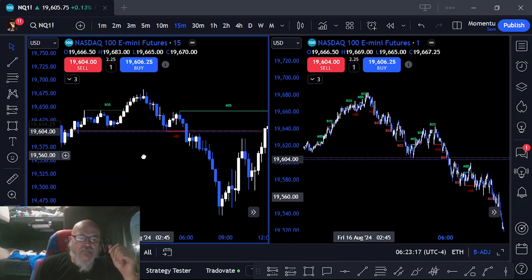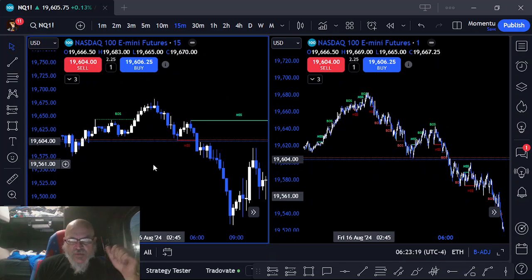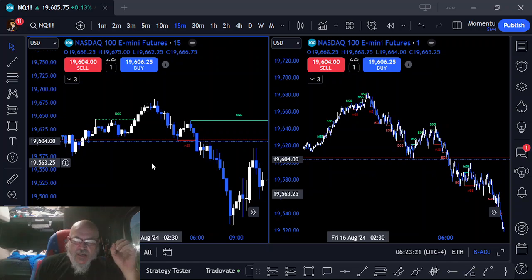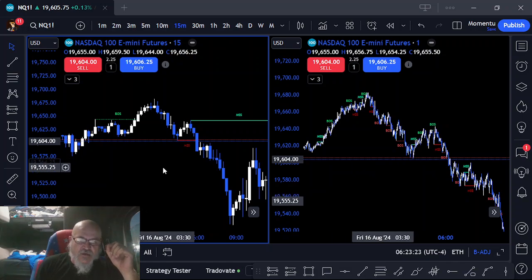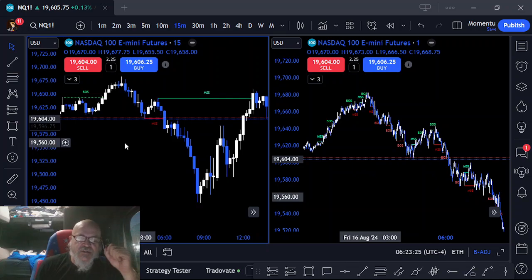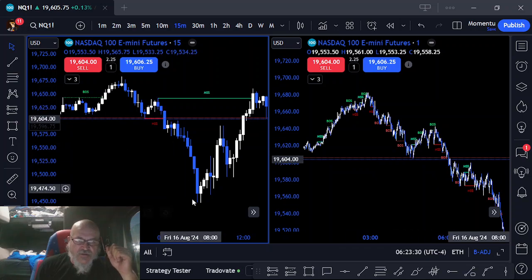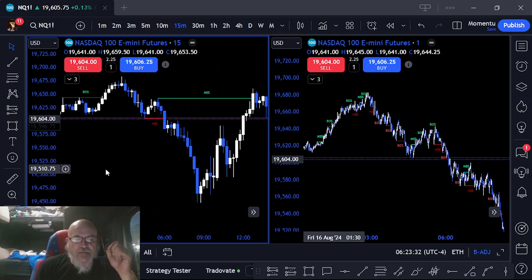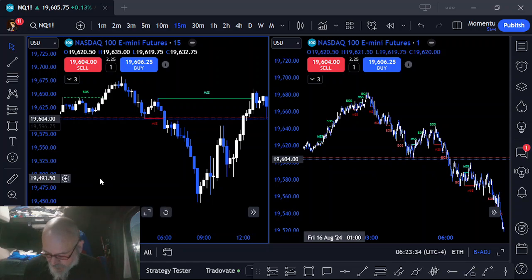And so I'm looking for liquidity sweeps or liquidity runs. And I'm also looking for fib retracements after a strong displacement in the market. Okay. So those are the two trades that I'm looking for.